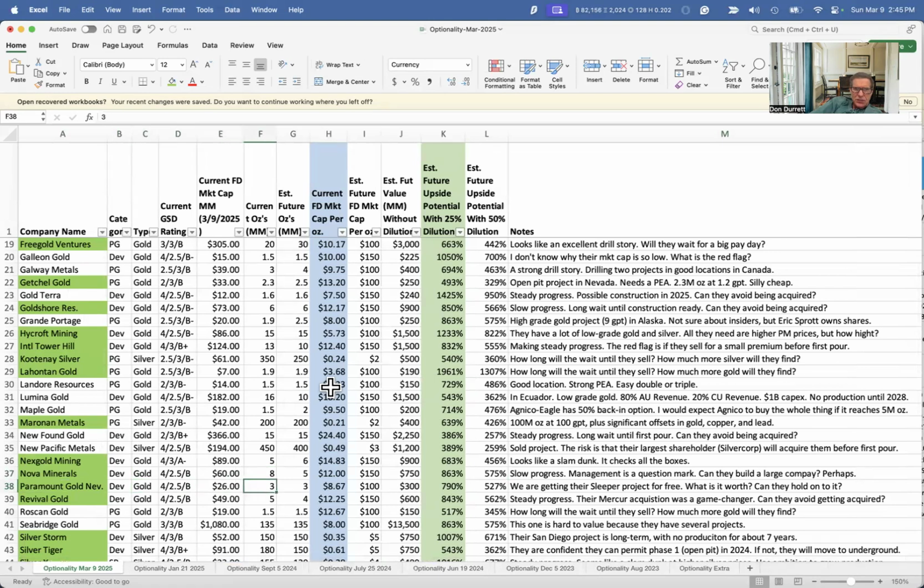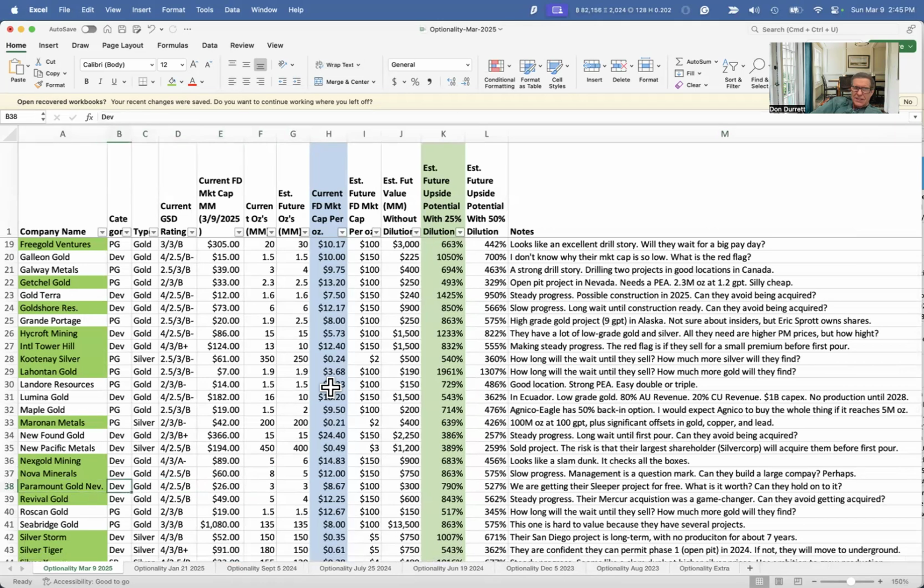Paramount, Nevada. This one here is all about Sleeper. So they have a 1 million ounce project, Grassy Mountain, and we're paying $26 million. I mean, the Grassy Mountain project alone is easily worth 5x that. And we're getting Sleeper on top of it. I think Sleeper's easily another 2 million ounces. So we're paying $9 in the ground. They're probably going to JV Sleeper.